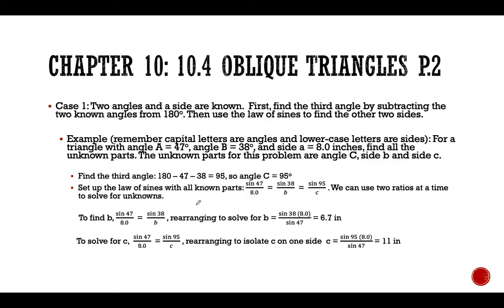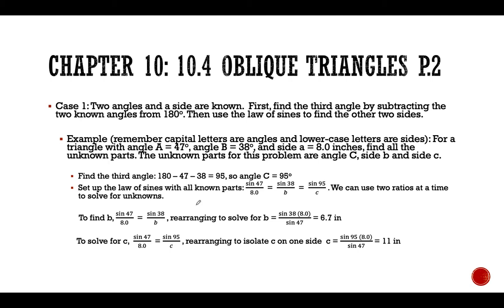First case, 2 angles and a side are known. First, we'll find the third angle by subtracting the 2 known angles from 180 degrees. Remember, no matter what type of triangle you have, the sum of the 3 angles always equals 180 degrees. Then we're going to use the law of sines to find the other 2 sides. For a triangle with angle A equals 47 degrees, angle B equals 38 degrees, and side A equals 8 inches, find all the unknown parts. For this, the unknown parts are angle C, side B, and side C.